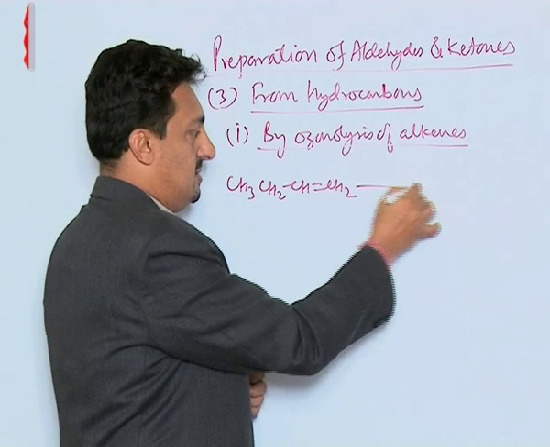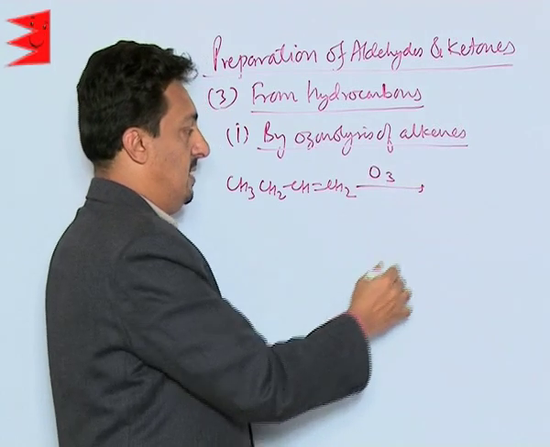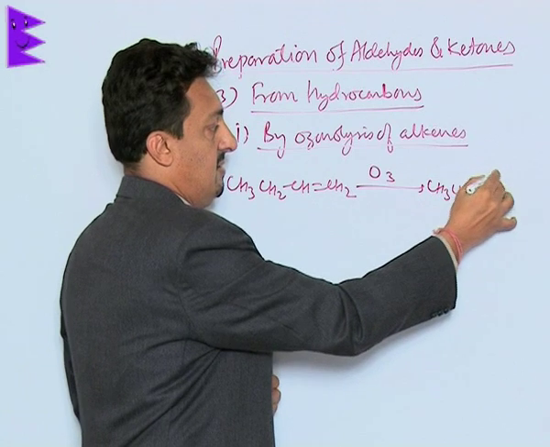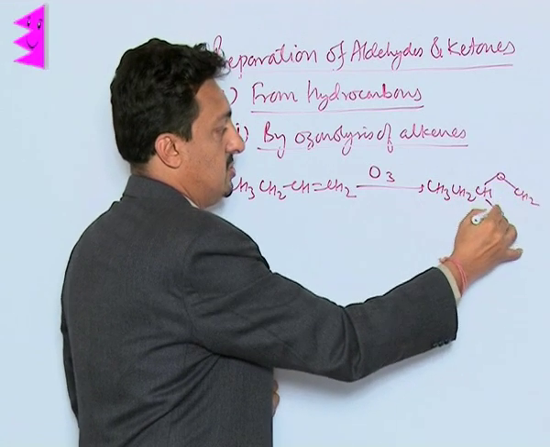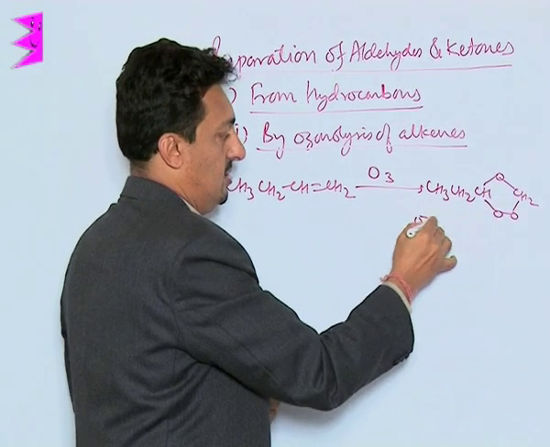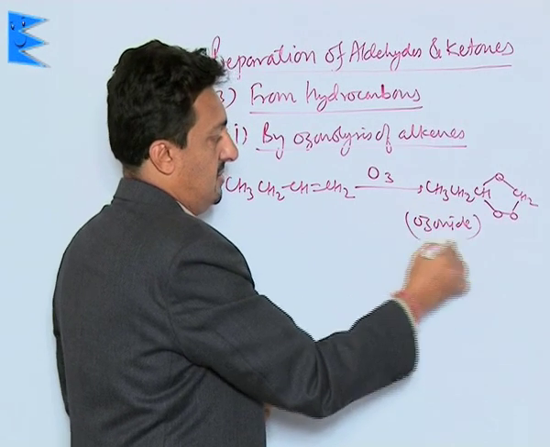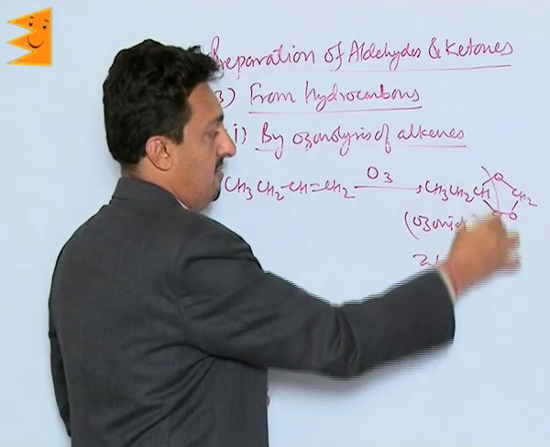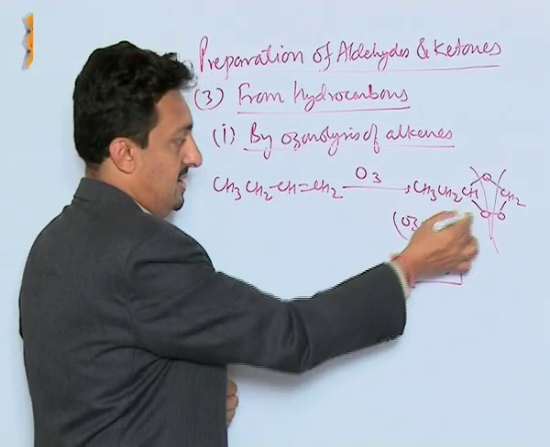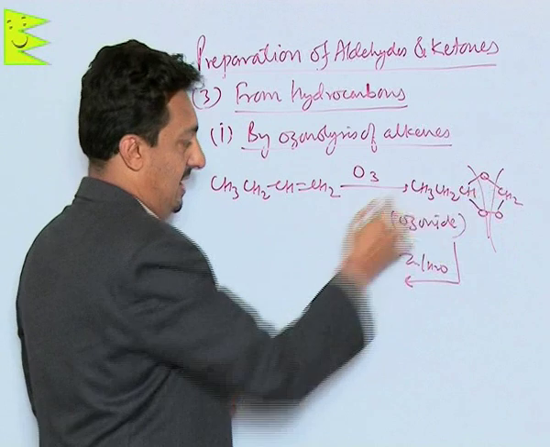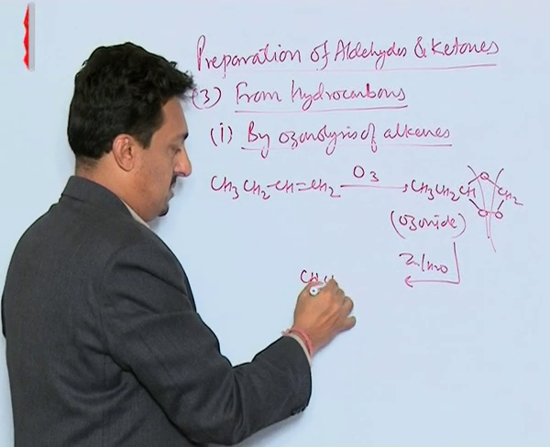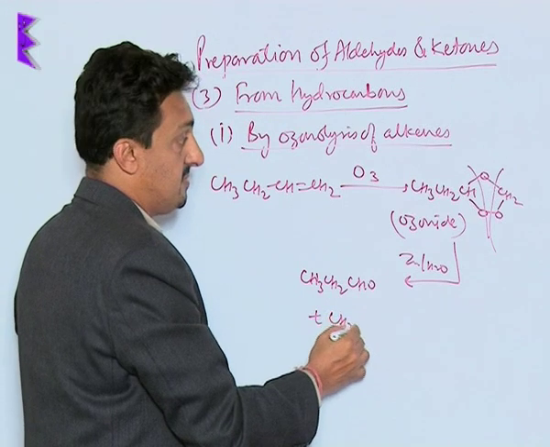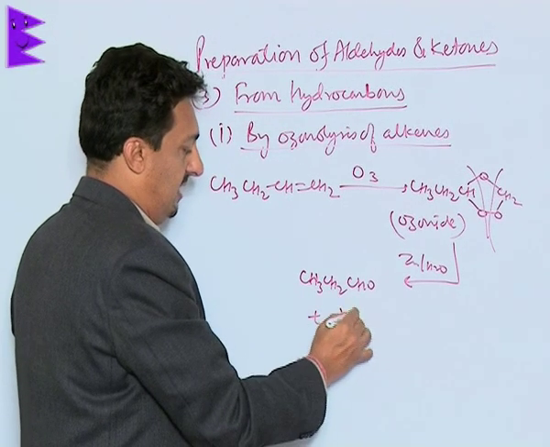When we treat this with ozone, we know that ozonolysis takes place and we get an ozonide like this. This is called ozonide. Now this ozonide on reaction with zinc and water breaks like this. So what we get is an aldehyde of this group and an aldehyde of this group. So we get CH3CH2CHO plus, sorry, it will be formaldehyde, HCHO.